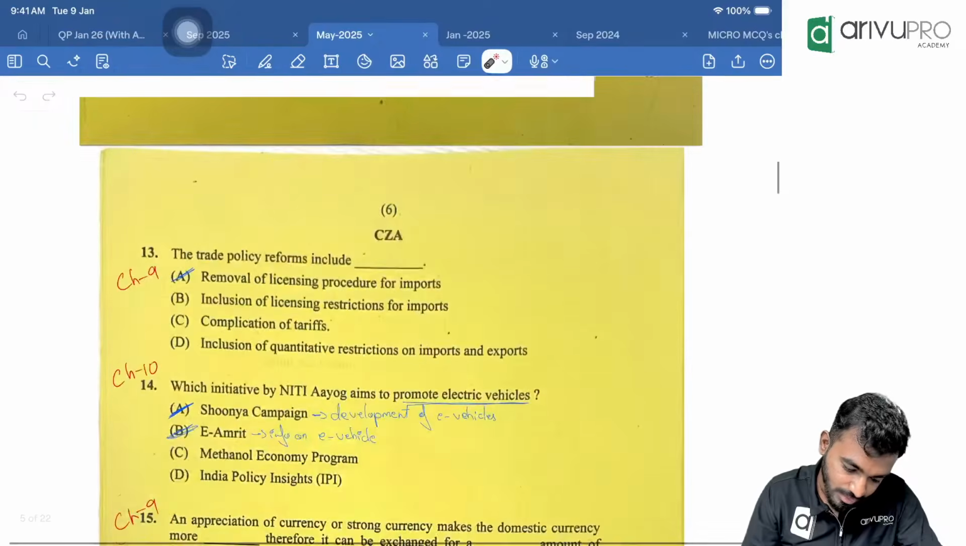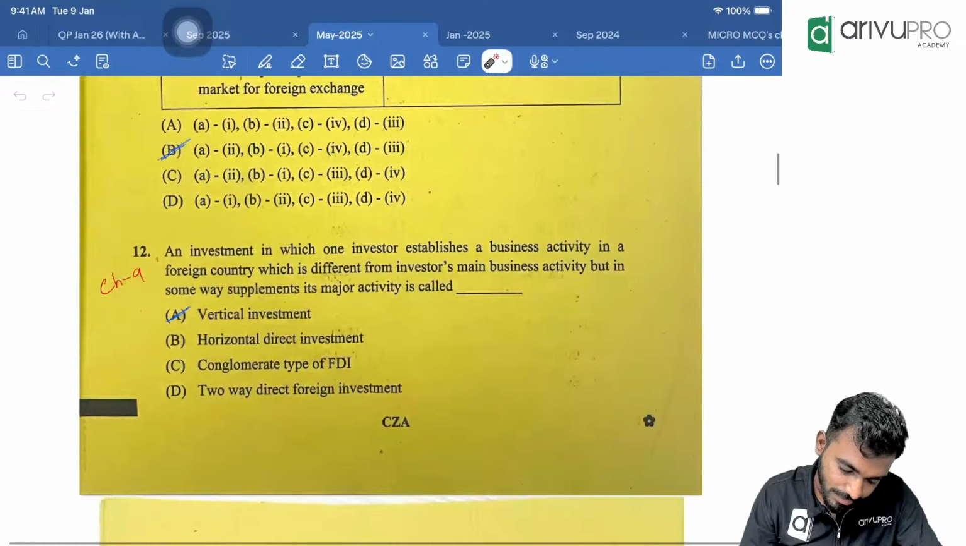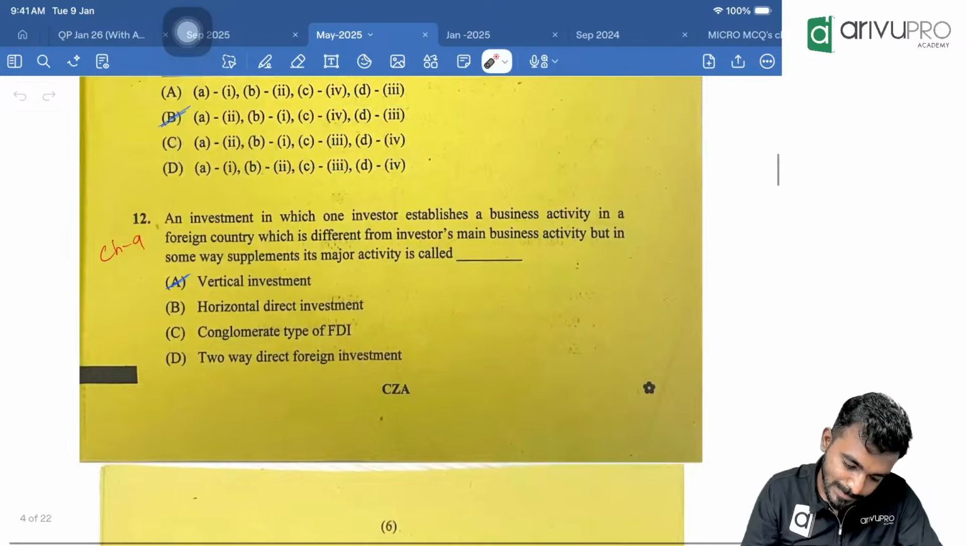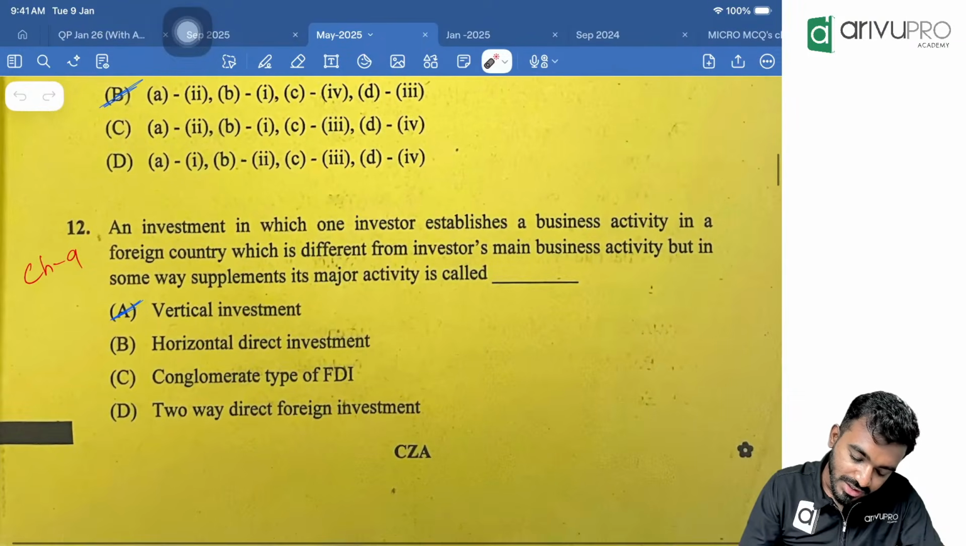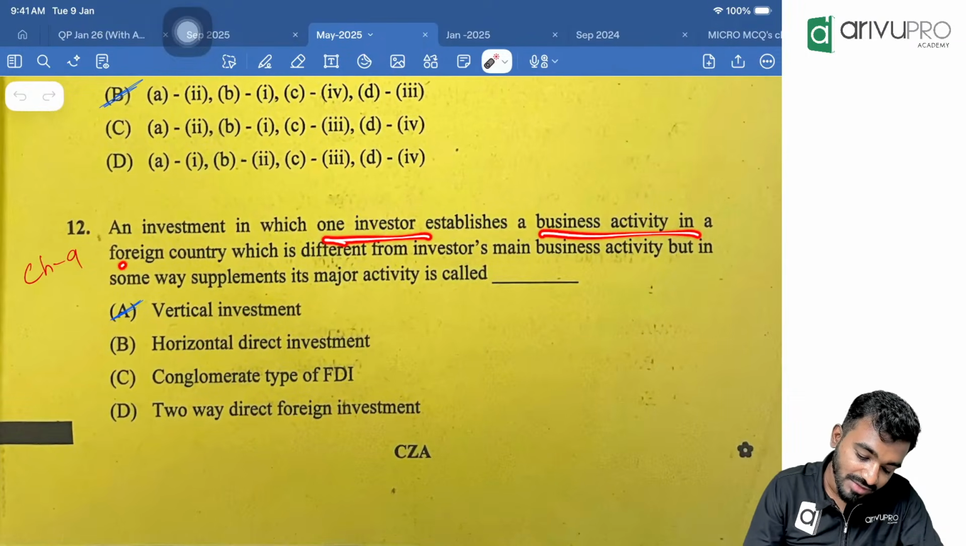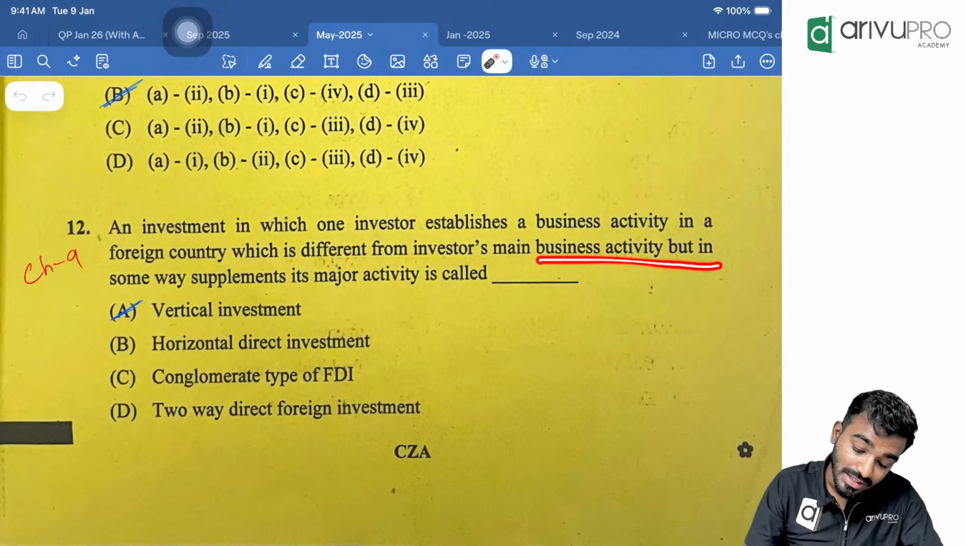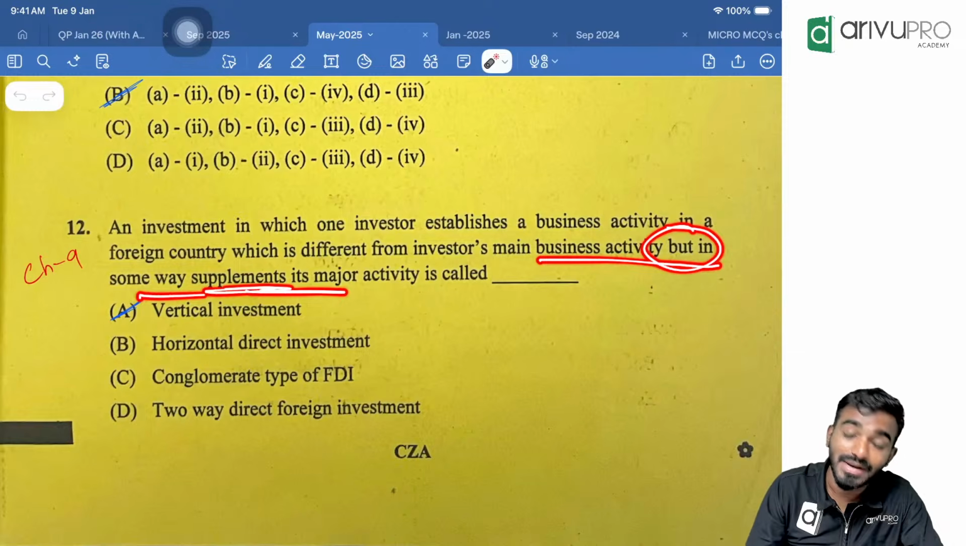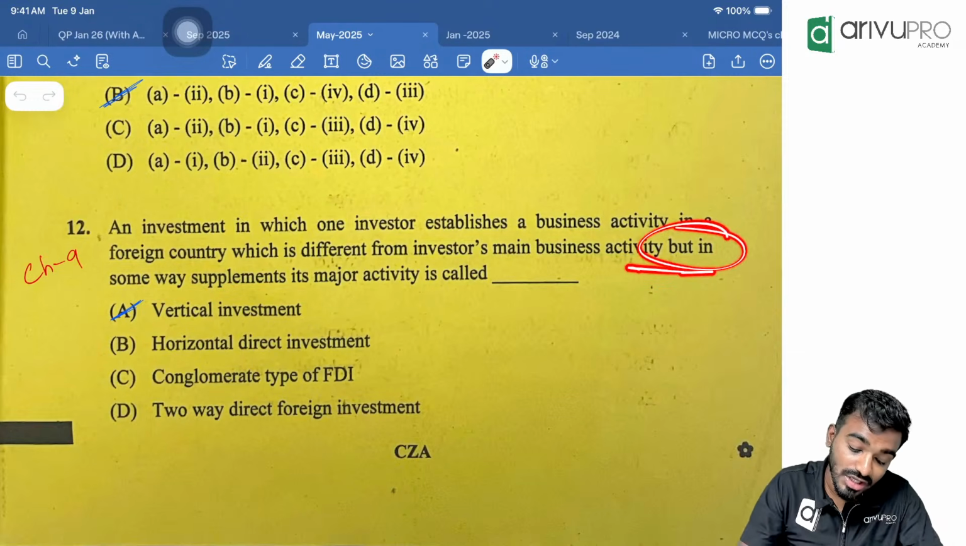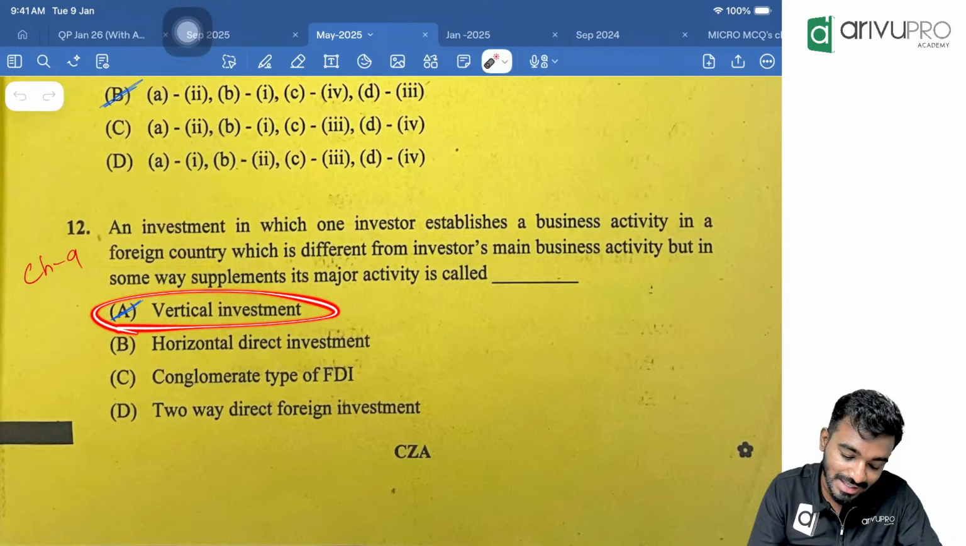Okay, chapter 10. Above we should go. An investment in which one investor establishes a business activity in a foreign country which is totally different from their main business. But in some way or the other, it is supplementing, meaning a similar business strategy. That is vertical.